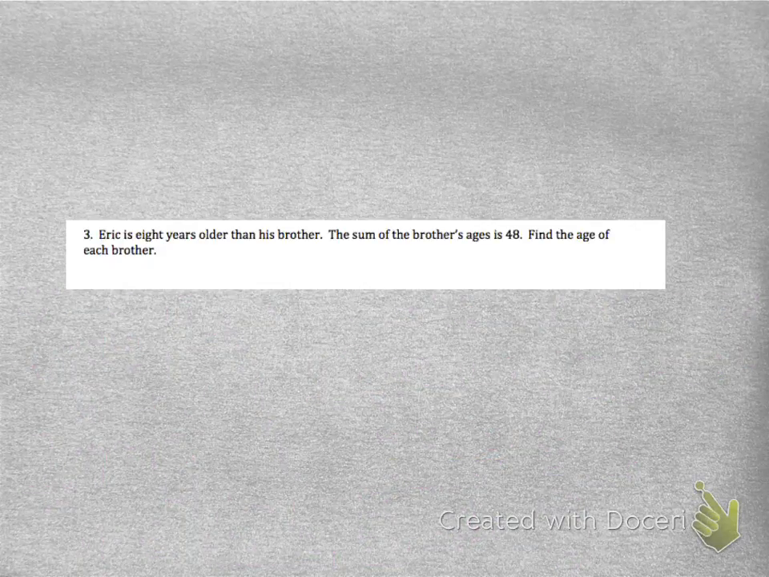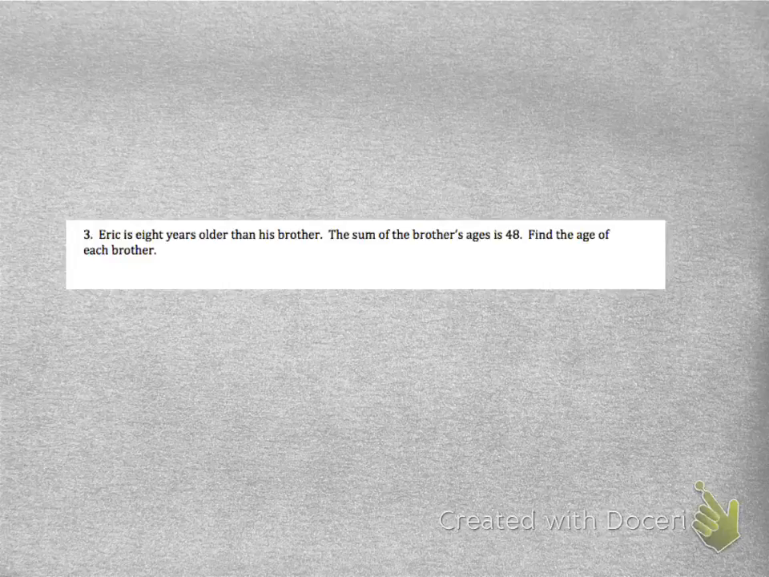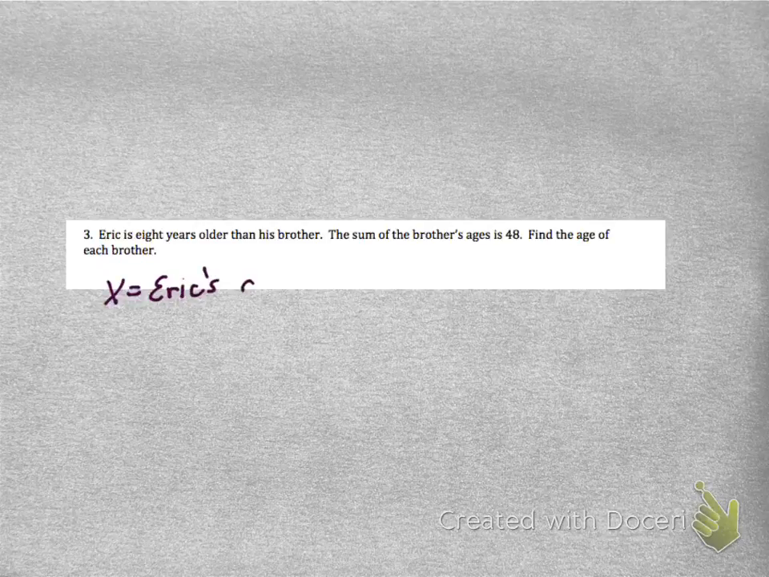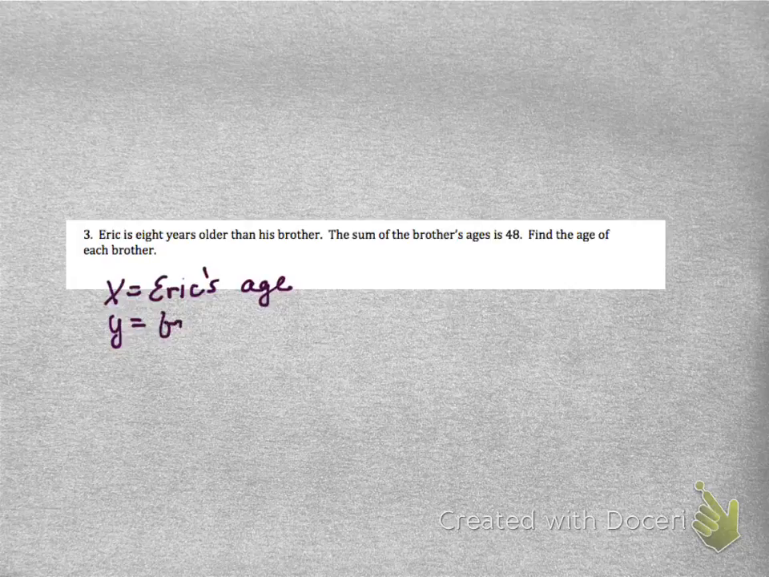So for the next equation, we have Eric is 8 years older than his brother, and the sum of the brothers' ages is 48. Find the age of each brother. So our two unknowns are the ages of the brothers. So I'm just going to make x equal to Eric's age, and y equal to the brother's age.